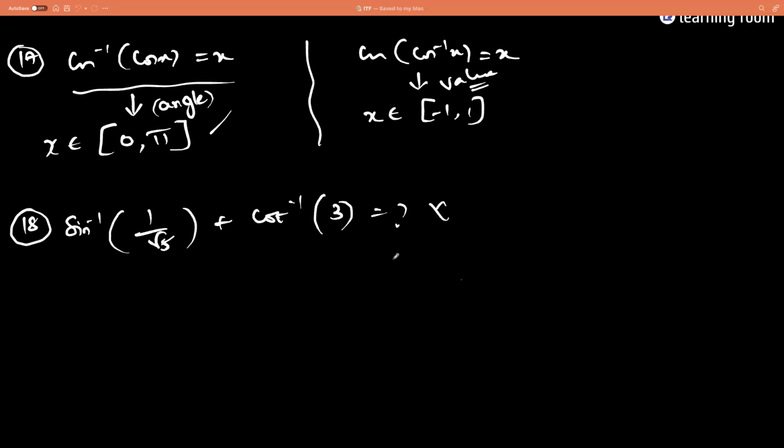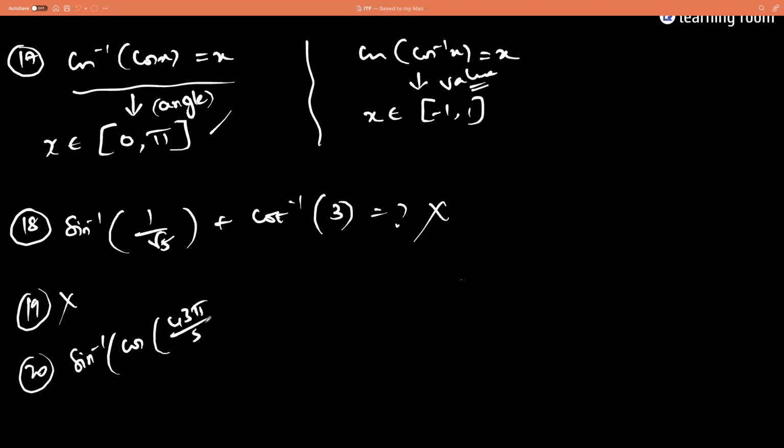Okay, this problem is not needed. It is from the deleted portion. 19th is also not needed. So 20th will do. See, I'm not saying that 18th can't be solved. It can be solved by converting both into tan inverse and then doing it. But that's not a part of your syllabus. So sine inverse of cos of 43 pi by 5 is equal to how much? Do it. Sine inverse of cos 43 pi by 5.